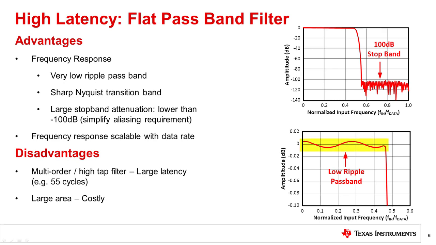Notice when looking at the flat passband filter that the passband has very little ripple. In fact, the plot at the bottom zooms into the passband, and you can see the ripple in the passband is less than 0.01 dB. Also, notice that the filter transition is very sharp, and the stopband is very low. One final point to mention on this filter is that the cutoff frequency scales with the data rate. In this example, you can see that the filter cutoff is set at about 0.5 times the data rate. This is helpful as this filter acts as an anti-aliasing filter and limits the input signals to the Nyquist frequency. In the next video, we will cover this in more detail.